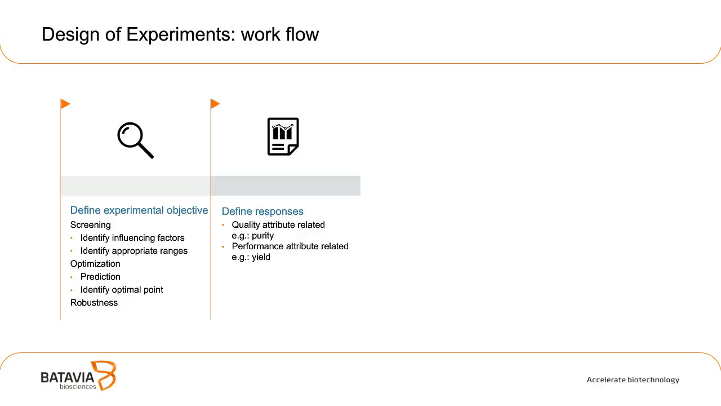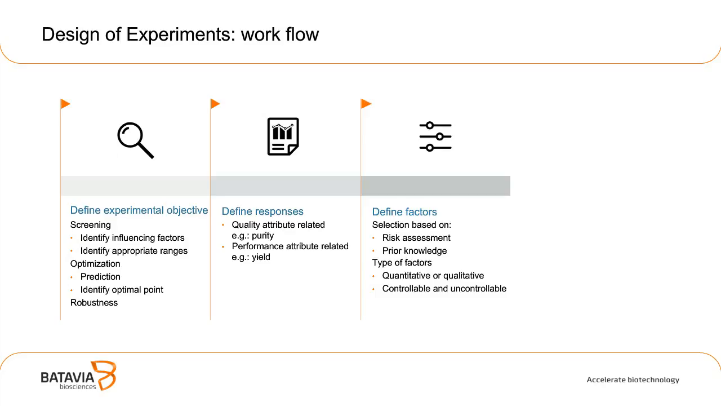Well, if you have your objective, of course you have to think about which responses do I want to study. So which attributes are important for the experiments I want to do. So that can be either quality attributes related, so things like purity, or performance attribute related responses like yields. Then of course you have to select the factors you want to take into your design.